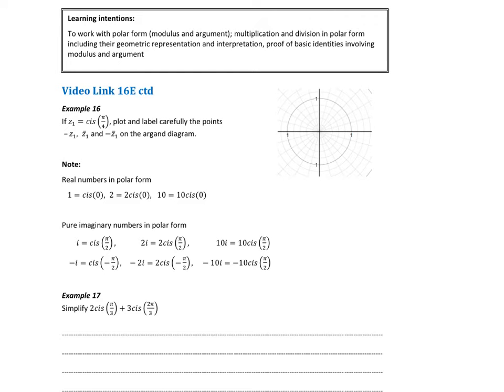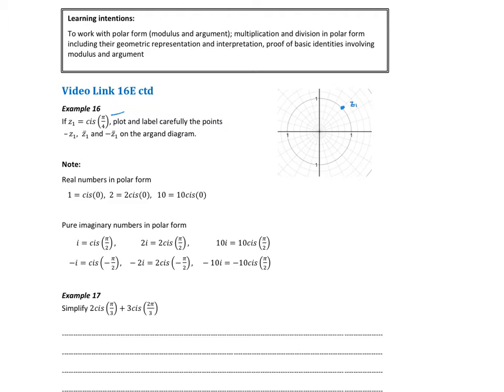All right, so a couple of other nice little facts. We're just going to have a look at simplifying complex numbers in polar form. First thing, let's have a look at the little graph in here. If Z1 is equal to cis pi on 4, so that the magnitude is 1, the angle is 45 degrees, so that's about there.